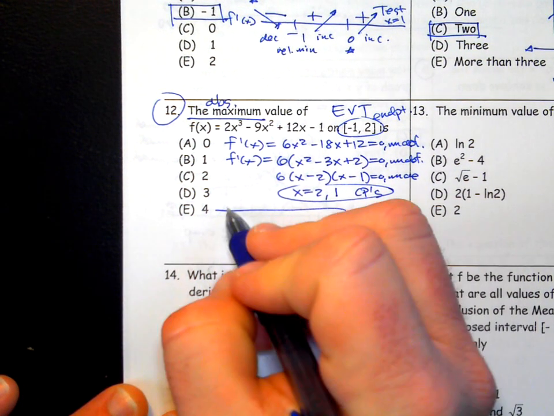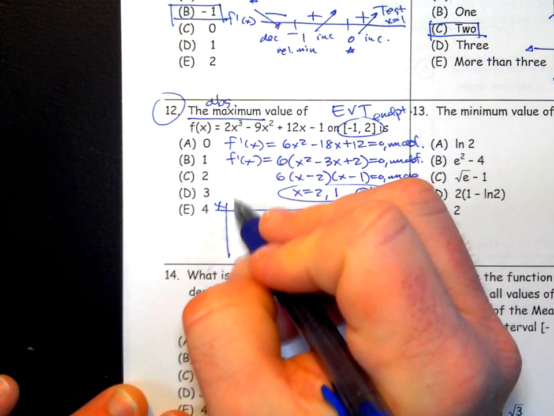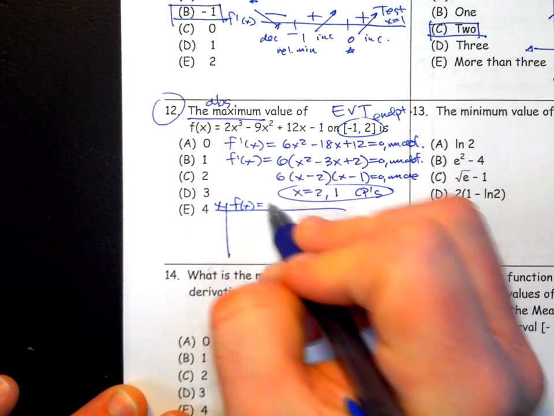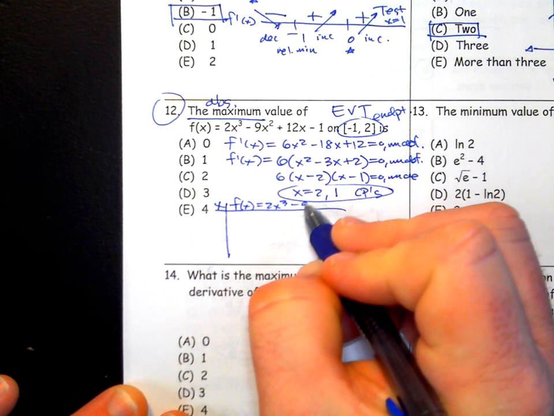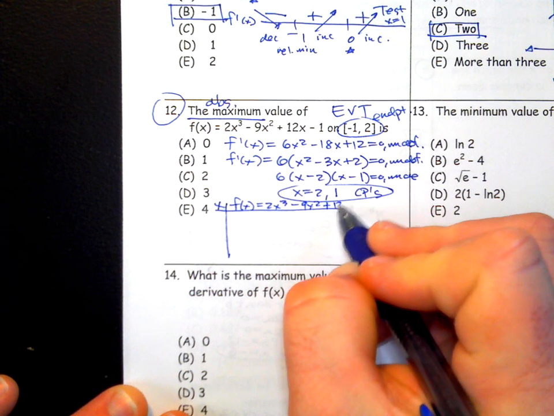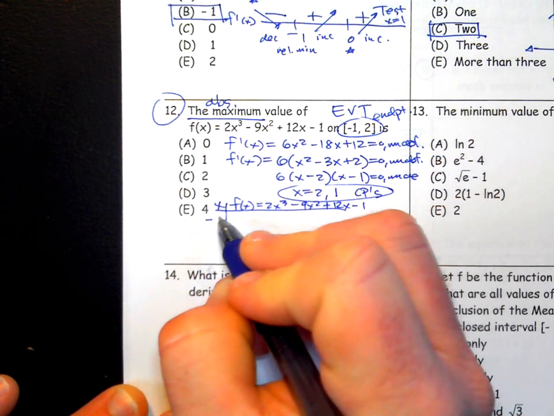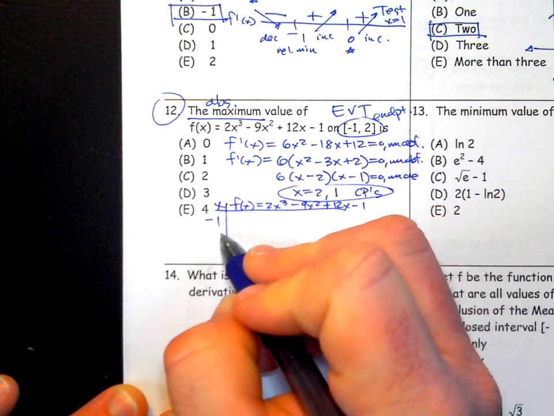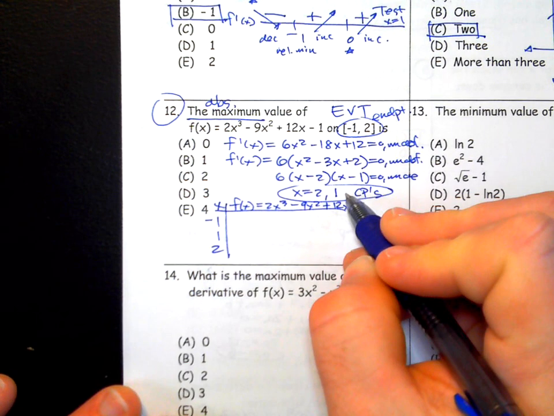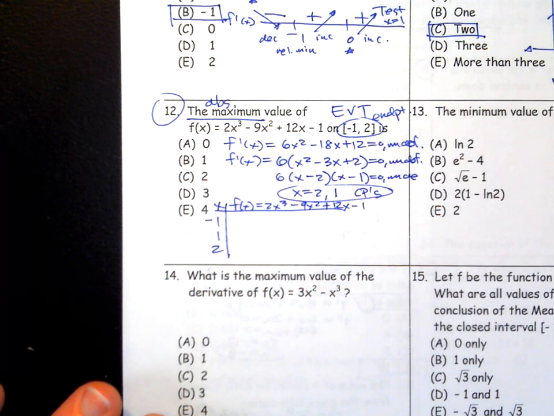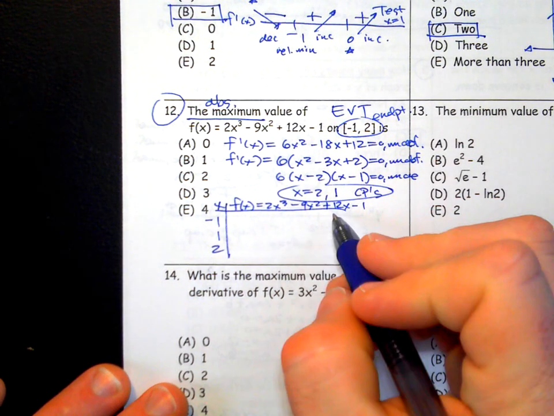So then we usually make a table here. And we've got to plug these back into the original equation. And we put the endpoints and the critical points. Now, if any of the critical points fall outside the endpoints, don't calculate them. So we're plugging these in here.